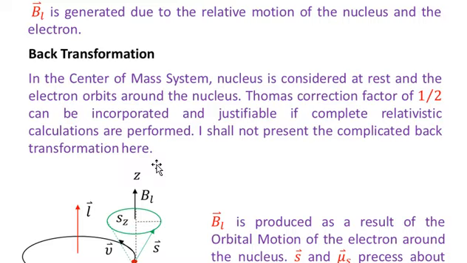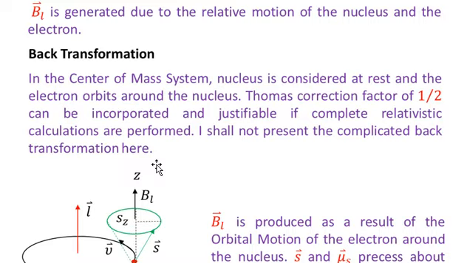So you see that I am not going to. I have carried out the calculation in the frame of reference where the nucleus was revolving around the electron, and it requires back transformation where the nucleus will be at rest and the electron will be revolving around that one. And I am not going to calculate that complicated transformation.